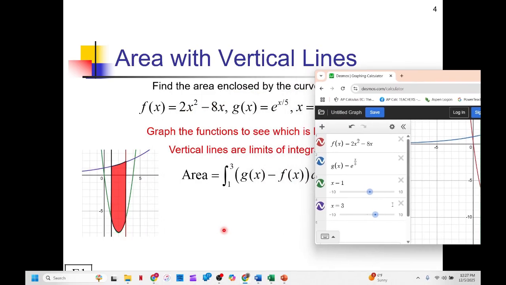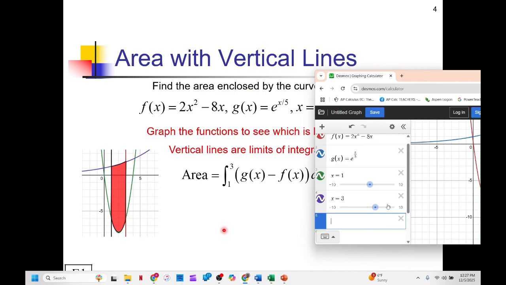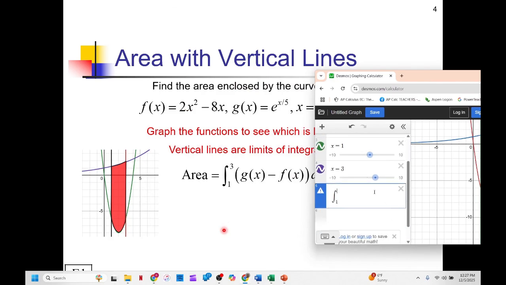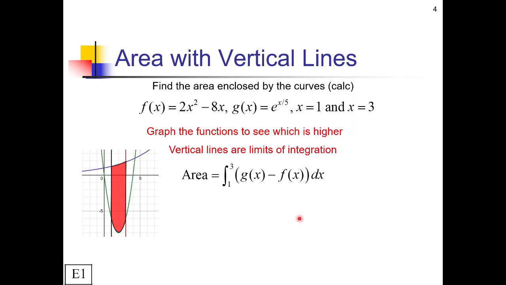So let's see here. Let me go down to another entry. We've got integral, int, and that's going to be 1 to 3, and parentheses, g of x minus f of x, close the parentheses, dx, comes out to about 17.670.